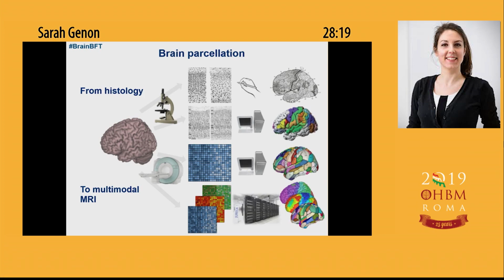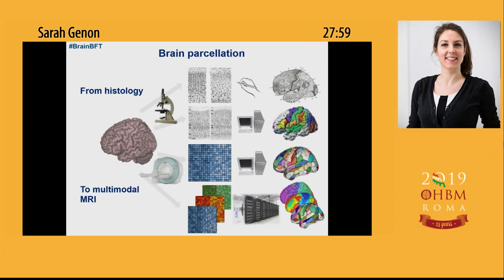And this work has been progressively automated. So now there are algorithms that automatically look at the pattern of cytoarchitecture and try to identify borders, to say when there is a border, when the pattern changes, and then the map is automatically computed.